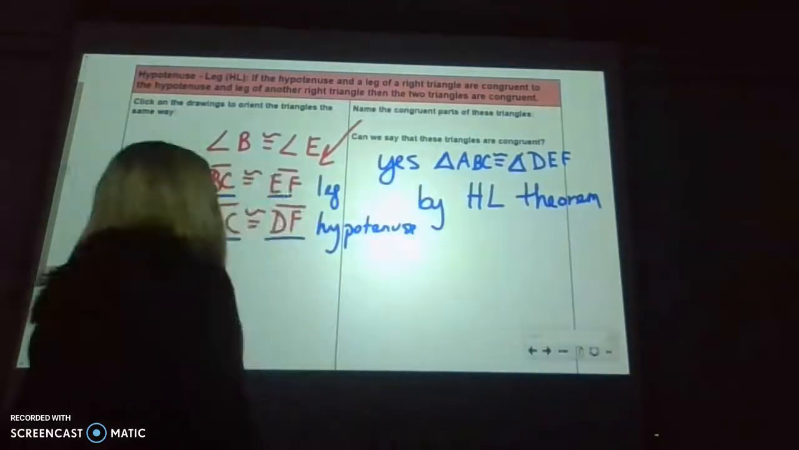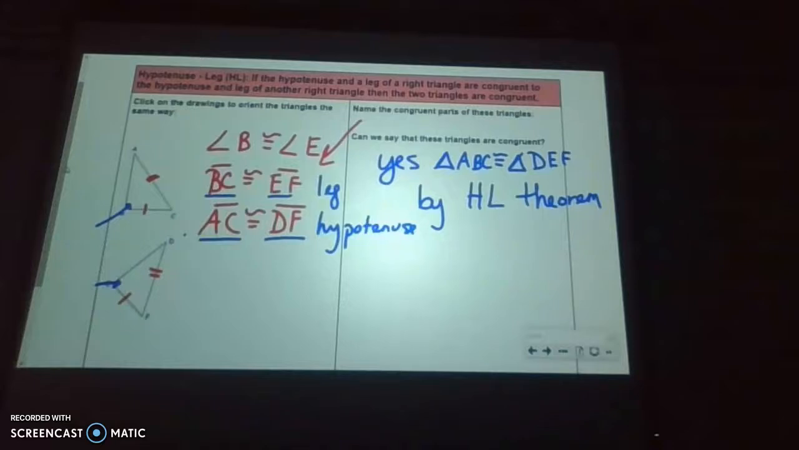Okay. So they are congruent because we have the hypotenuse legs congruent to each other. We're going to move on.